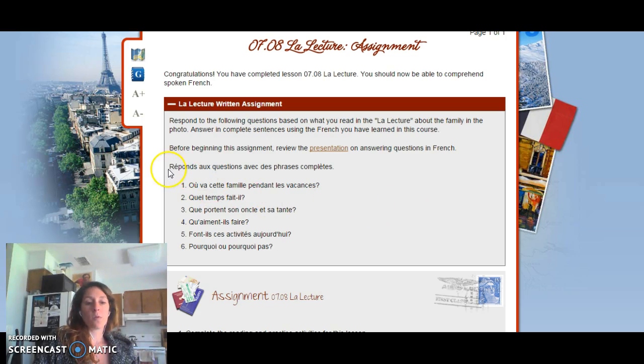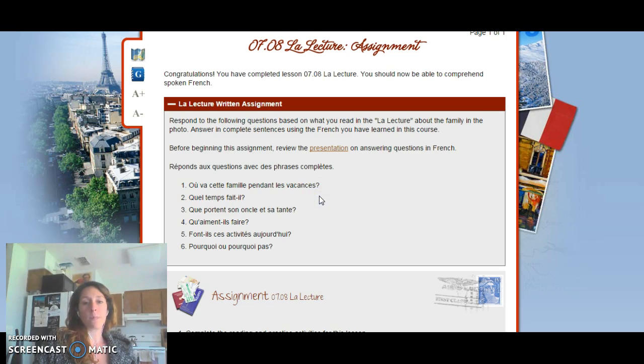So, of course, the directions say respond to the questions based on what you read in the lecture about the family in the photo. Answer in complete sentences using the French you have learned in this course. Very important. Réponds aux questions avec des phrases complètes. Answer with complete sentences. Numéro 1. Où va cette famille pendant les vacances?